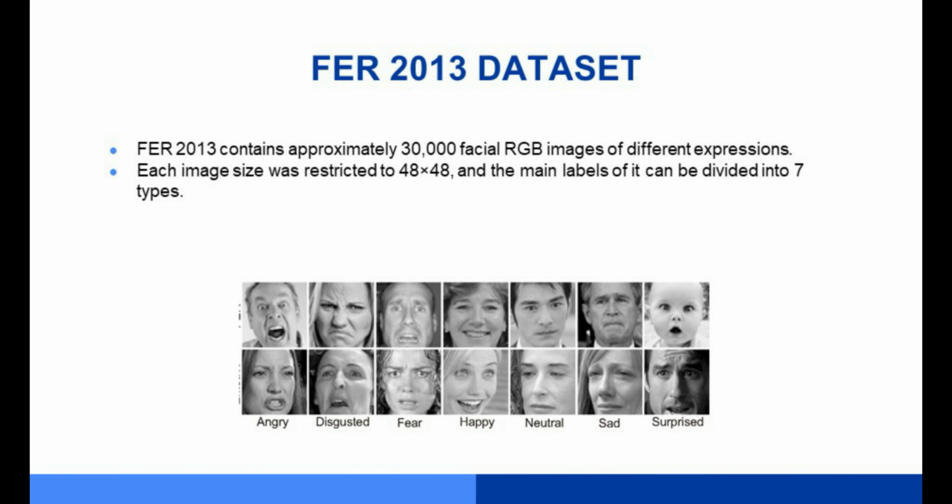The Facial Emotion Recognition 2013 dataset was created during the ICML 2013 workshop on challenges in representation learning. It contains approximately 35,000 RGB images with size restricted to 48 by 48. The images were labeled with 7 basic emotion categories, which are anger, disgust, fear, happiness, neutral, sadness, and surprise. Google Image Search API was used to collect the images for the dataset. The disgust expression has a minimal number of images, that is 600, while other labels have nearly 5000 samples each.